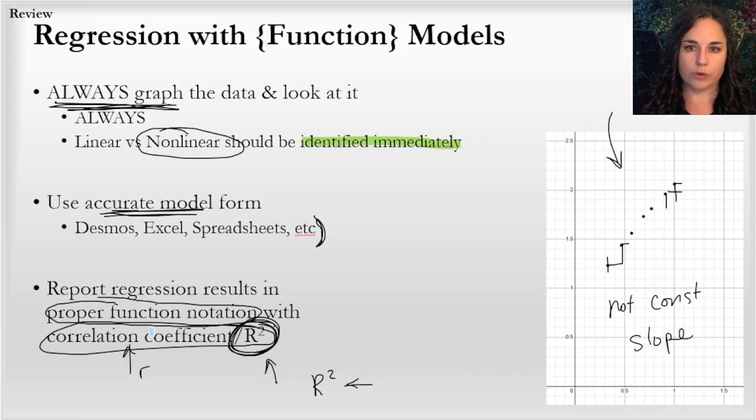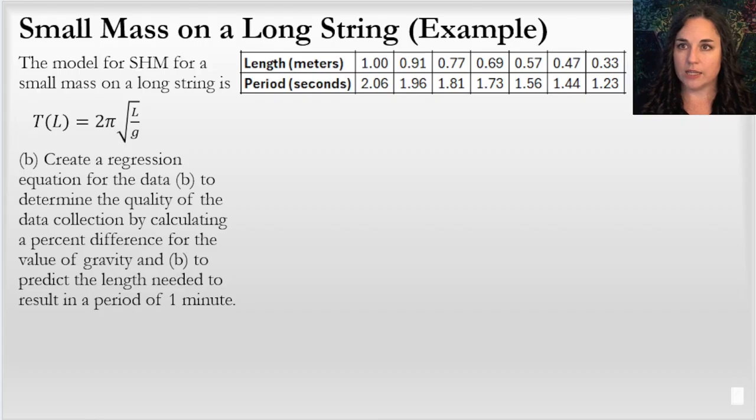Last thing here, real quick, report your regression results in proper function notation. Make sure you make note of the meaningful variables that are being used in your function. And the other thing is the correlation coefficient. You need to state how well that data fit the model. The closer to 1 your R squared is, the better. So I went through some physics lessons, some data that I collected with my students in the winter of 2025. In an engineering physics class, we looked at a small mass on a long spring, which is simple harmonic motion.